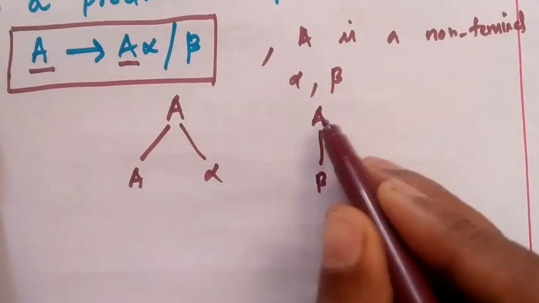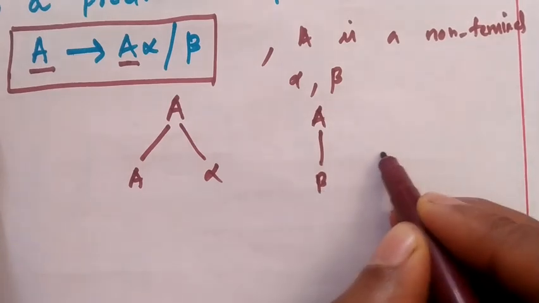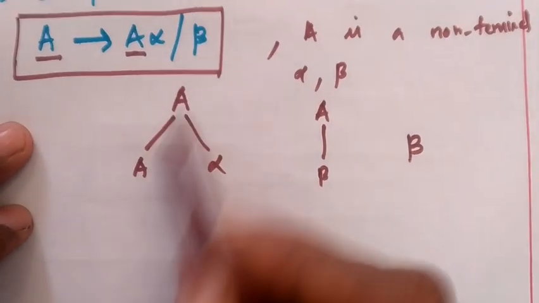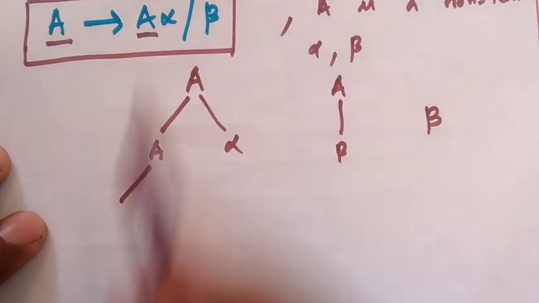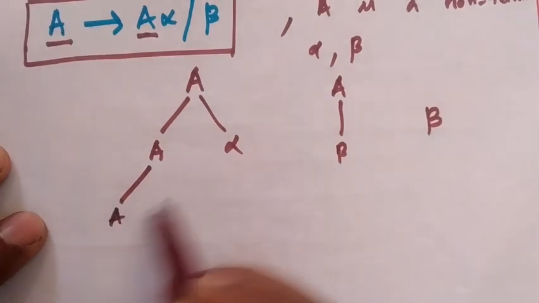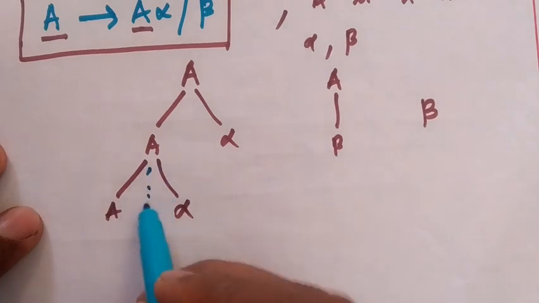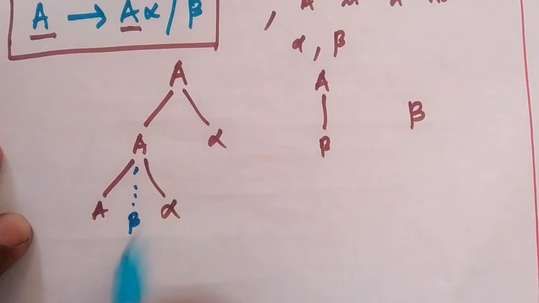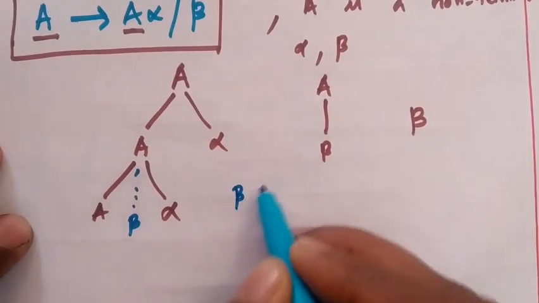If I replace A by beta, then my string is beta itself. And if I replace A by A alpha, a non-terminal will come again, so I need to replace A again. So either I can use the production A gives A alpha, or A gives beta. Suppose I am using A alpha, then I will get A alpha, or I can replace this one by beta. If I use beta, then the string that this parse tree derives is beta alpha.